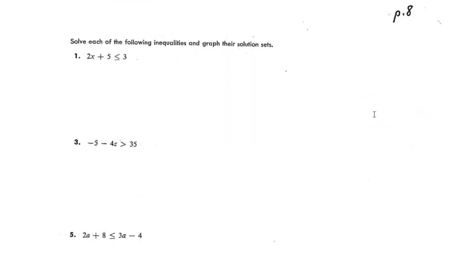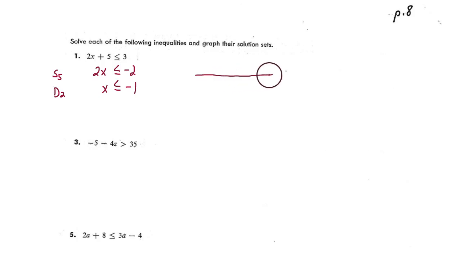Next, solve the inequalities and graph the solution sets. Solving an inequality is very similar to solving an equation. Get the letter x alone. So first, subtract 5 from both sides. We have 2x is less than or equal to negative 2. Notice I'm keeping the same symbol here. I'm not accidentally changing to equals as I go. Next, divide by 2. We get x less than or equal to negative 1.